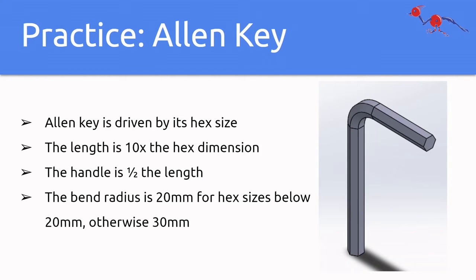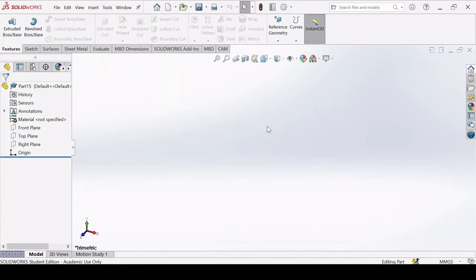Let's say that I want the hex size to drive the dimensions of the Allen key, whose length is 10 times the hex size. The handle is half the length, and the bend radius is 20 millimeters for hex sizes that are less than 20 and 30 millimeters otherwise. So here I've created a new part.